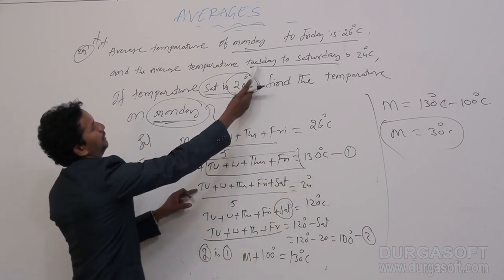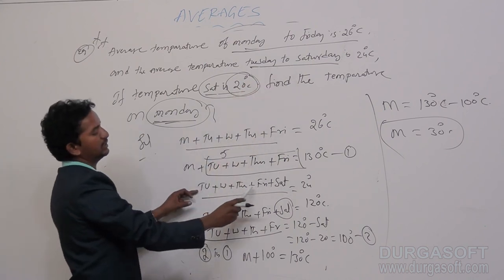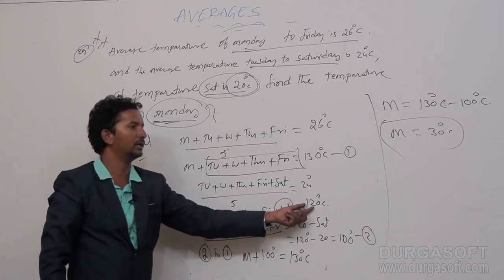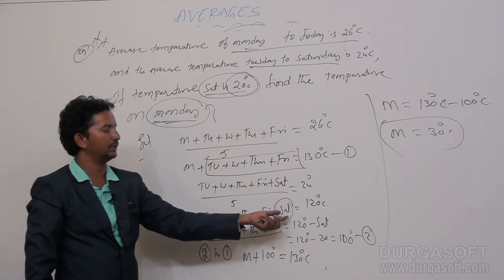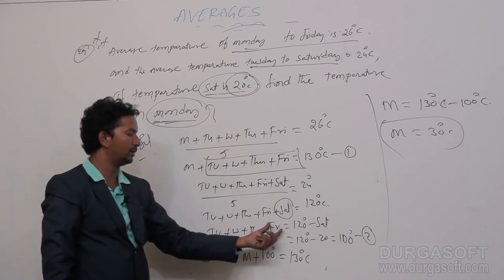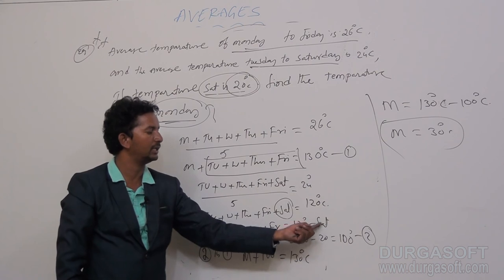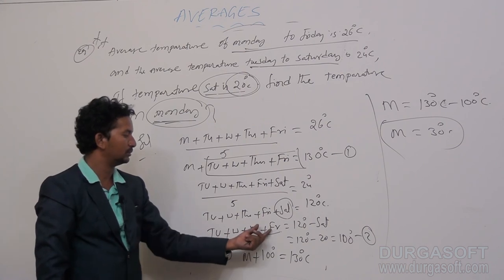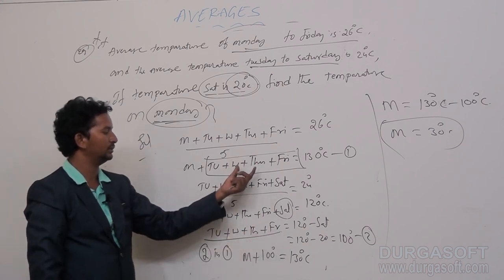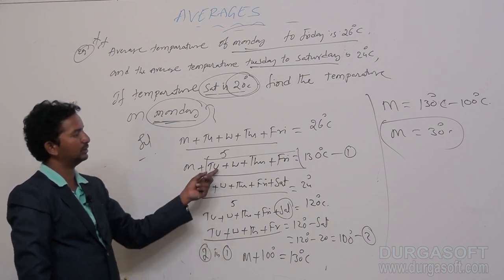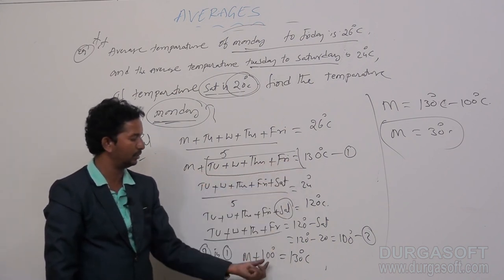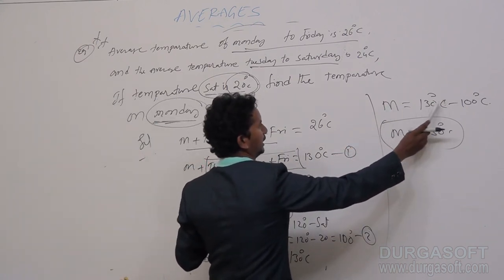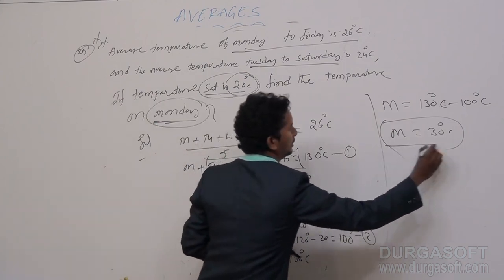In the same way, the second one: Tuesday to Saturday, that is Tuesday, Wednesday, Thursday, Friday, Saturday, again 5 days. 5 multiplied by 24 gives 120. But Saturday is given as 20, so 120 minus Saturday's 20 degrees gives 100 degrees for Tuesday to Friday. This is equation 2 and this is equation 1. Substituting 2 in 1, Tuesday to Friday is 100 and Monday to Friday is 130. So Monday is equal to 130 minus 100 degrees. Monday is 30 degrees.